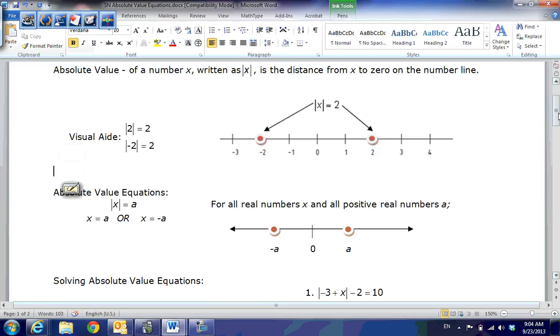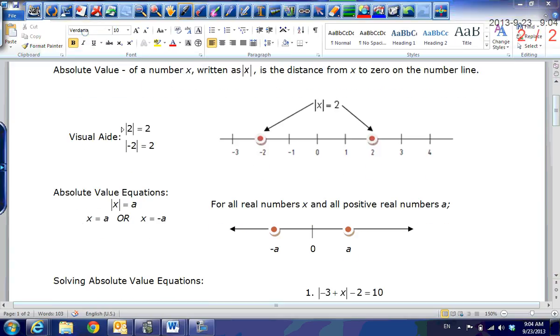Absolute value is the distance away from 0, essentially. So this first little picture says the absolute value of 2 is 2, and the absolute value of negative 2 is 2, because each one is 2 units away from 0. That's the definition: distance from x to 0, and in this case our x is 2.